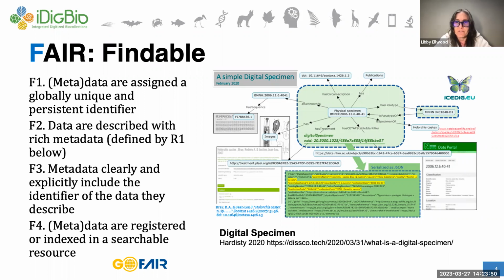In addition to the example linkages here, like the sequence data, images, publications, maybe there's a host plant, a parasite, an insectivorous predator species, or other associated species. Each element there can have its own data and metadata and identifier that can be linked to the original physical specimen.